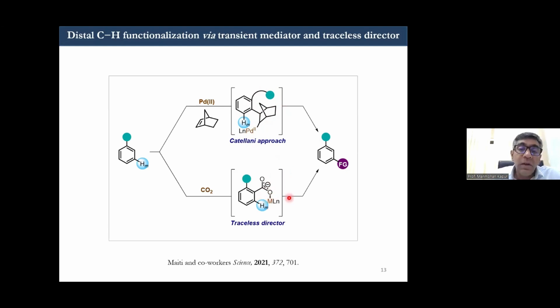You can also have another approach, which is called a traceless directing group, in which you can install a carbonate type of group at this particular position. This can now act as a directing group for the neighboring position, and this can be decarboxylated at the end of the transformation to give you a meta-functionalized product.